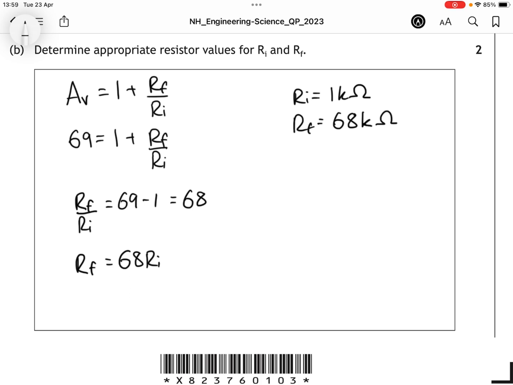And here you're being asked to determine appropriate values. And so using 1 kilo ohm as a standard input value would be totally appropriate, and RF at 68 is appropriate as well.